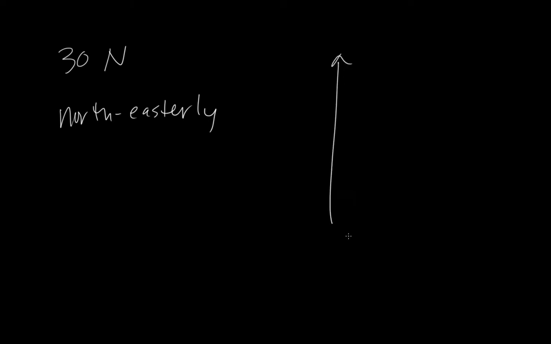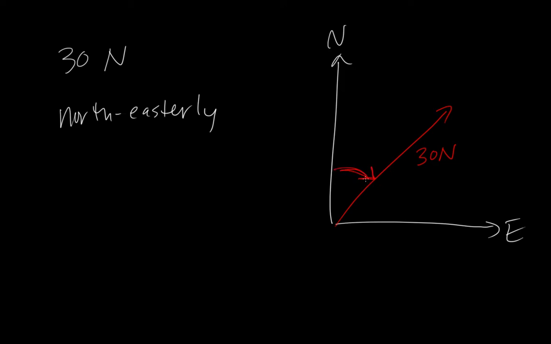And the first thing says draw a scale diagram to represent the force of 30 newtons in a north easterly direction. Alright, so generally we say north is up, east is to the right. And so if we want to draw a vector that has a value of 30 newtons, and if we measure from the north, we get 45 degrees, and that would be that representation. Okay.